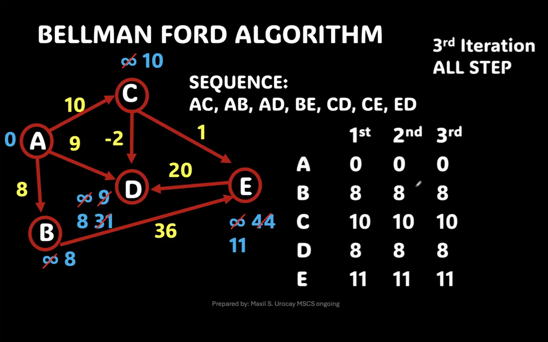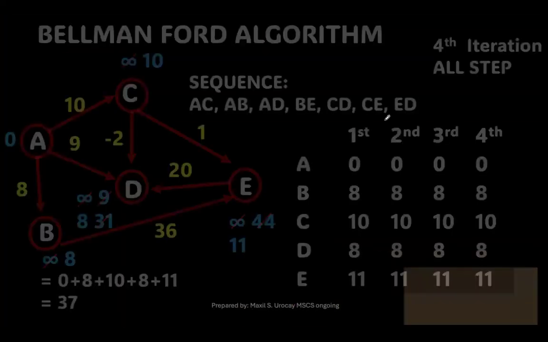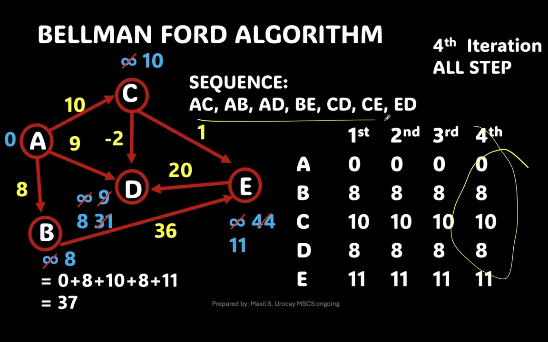For the third iteration, we put the same thing here, so there's no update anymore. And for the fourth iteration, you just keep on doing that repeatedly. So that's all for the Bellman-Ford algorithm.